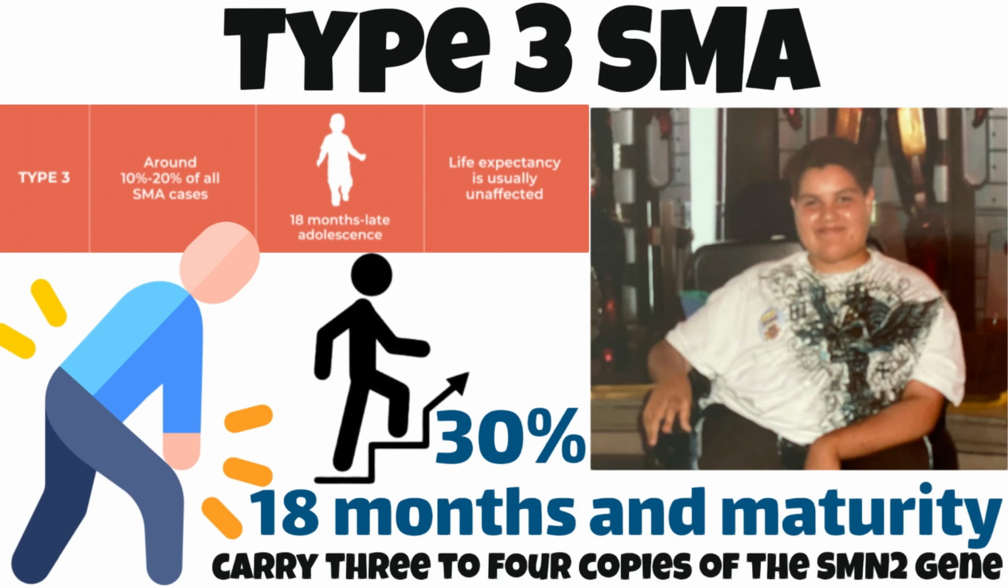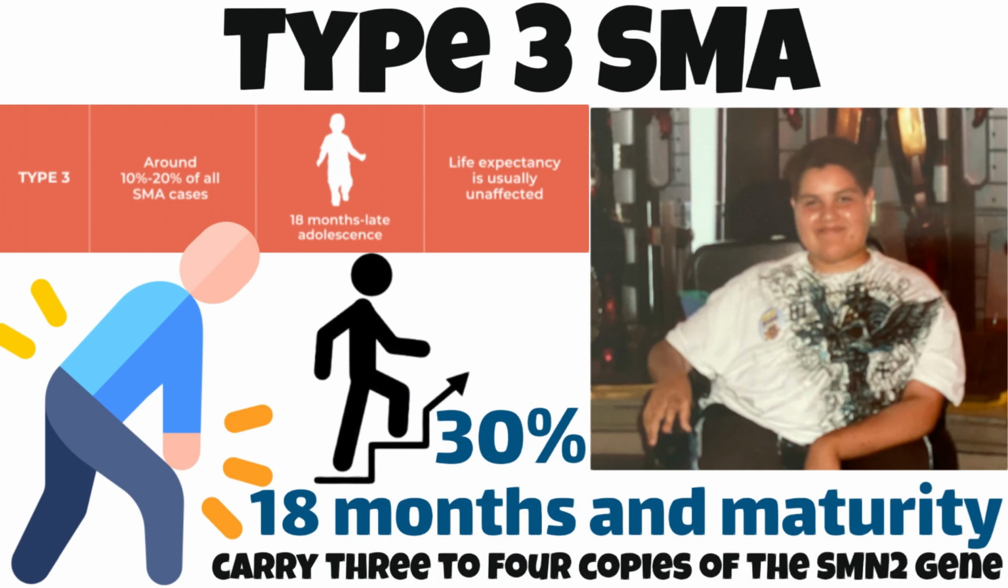Type 4 SMA. SMA type 4 is late onset and accounts for less than 5% of all SMA cases. These patients carry 4 to 8 copies of the SMN2 gene. The exact age of onset is unknown, but it commonly occurs after the age of 30. Type 4 is a mild form of SMA, so the lifespan remains normal. Patients are able to reach motor milestones and maintain mobility throughout their lives.